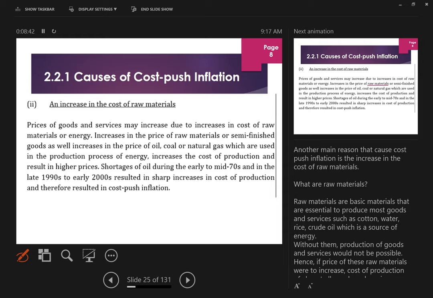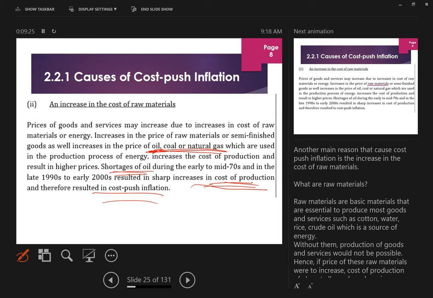Just now we also saw one of the causes of your cost push inflation is your increasing cost of your raw material. So what are some of your raw materials? Raw materials are things such as oil, coal, or natural gas. When there are increases in the prices of these raw materials, this would bring your cost of production up. In previous examples we have seen shortages of oil causing sharp increases in your cost of production, resulting in cost push inflation.